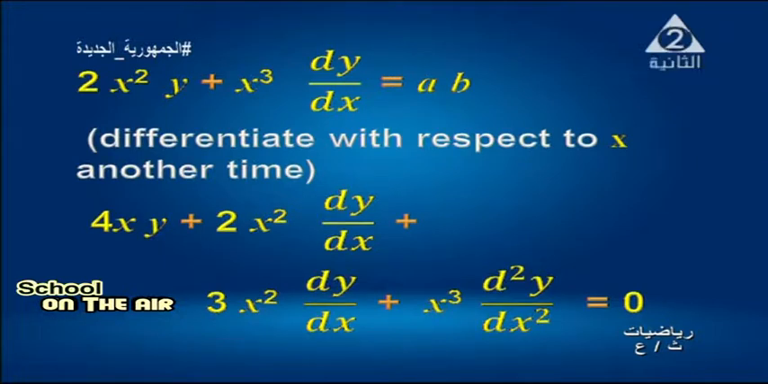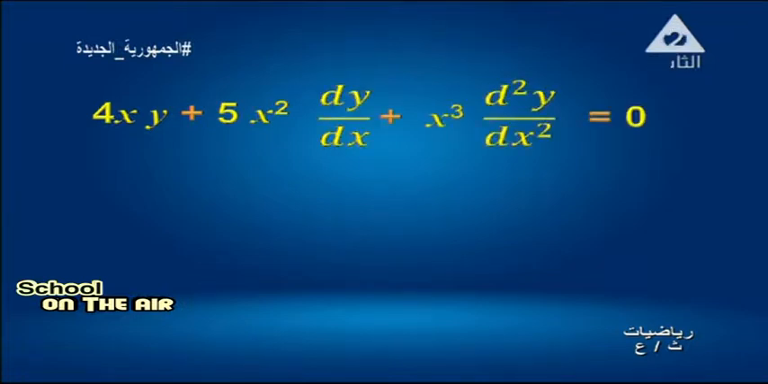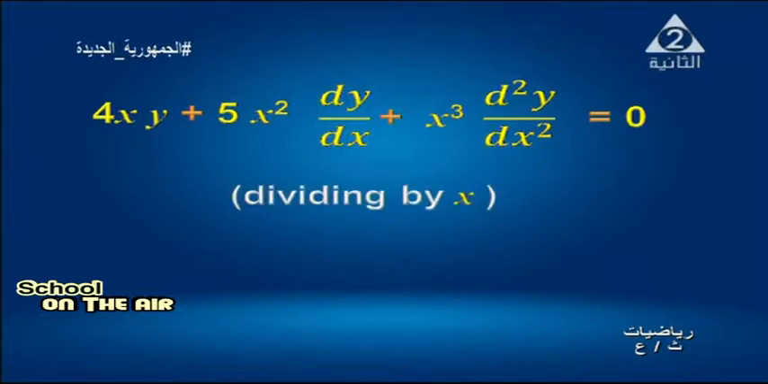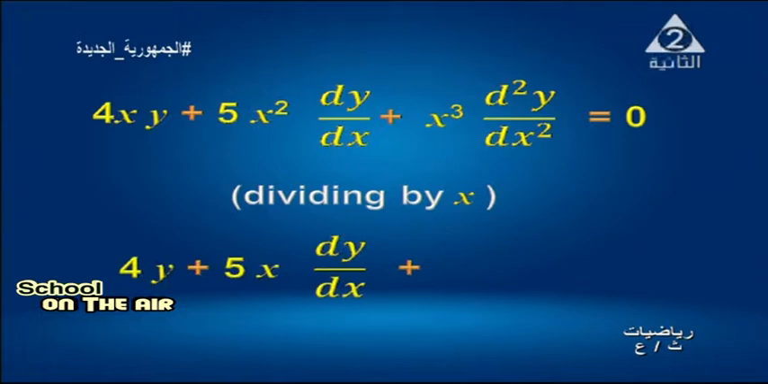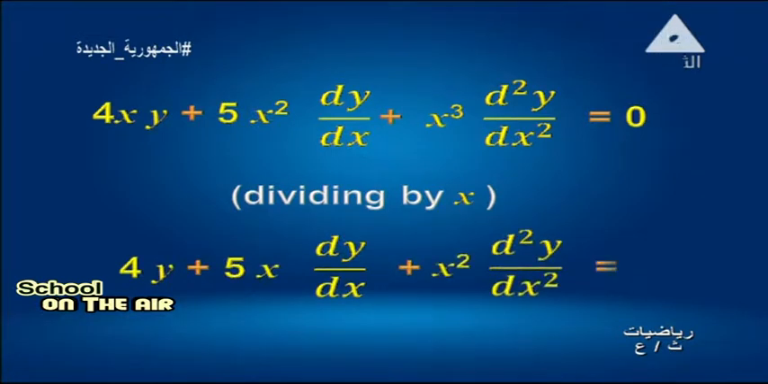which is d2y dx squared, equals the derivative of the right hand side, which is a times b, and a times b is a constant. Then the derivative of a times b equals 0. Now we have like terms: 4xy plus 5x power 2 dy dx plus x power 3 d2y dx squared equals 0. By dividing by x, we get 4y plus 5x dy dx plus x power 2 d2y dx squared equals 0.